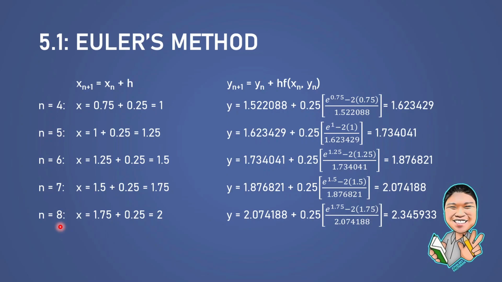Matatapos ka lang, class, sa ganitong process kasi that is repetitive eh. So, kung titingnan nyo, repetition lang naman yan. Matatapos ka lang kung yung x nyo for the last time is maging 2. Kasi 'di ba yung goal nyo is to solve for the value of y when x is equal to 2. So ganito nga kasimple yung Euler's method.